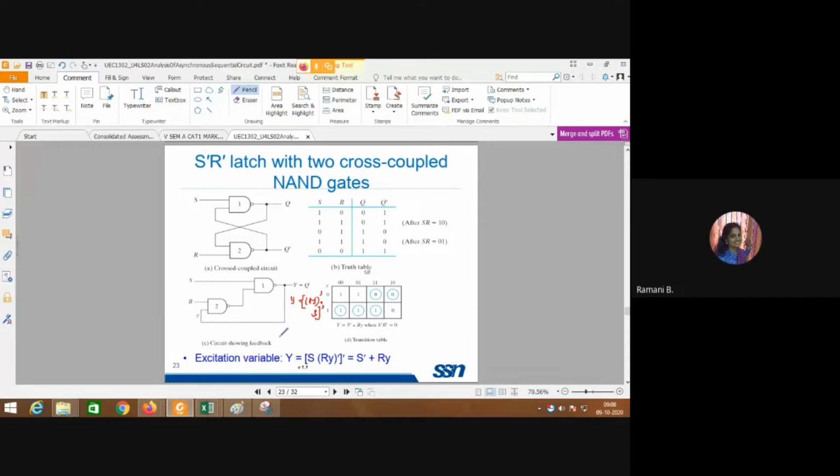Okay, so applying De Morgan's theorem, we have R̄Y + S̄, that is, S̄ + RY. Based on that, we have the excitation table given over here, and here the condition is S̄R̄ = 0. Even if you include that condition, our term is not going to reduce further. Even without the condition, it is the same excitation variable function. If the condition is satisfied, the function is still the same. Okay? So you understand this excitation variable function, right? Yes, ma'am.